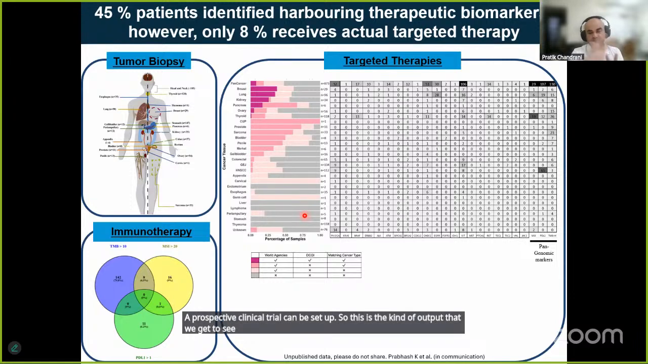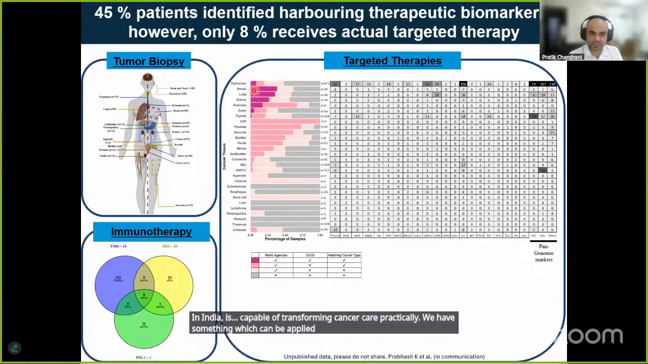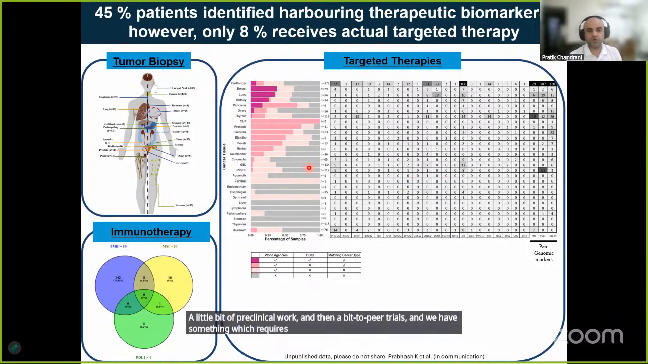And in this one single slide, I'm trying to summarize how just one single experiment of 4,000 genomes in India is capable of transforming cancer care drastically. We have something which can be applied immediately. We have something which can be quickly applied by performing phase 2, phase 3 trials directly. We have something which requires a little bit of preclinical work and then phase 2, phase 3 trials. And we have something which requires extensive biological work and then it can be brought to clinics.